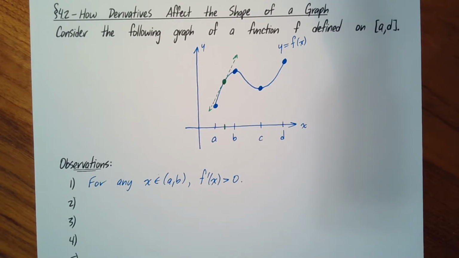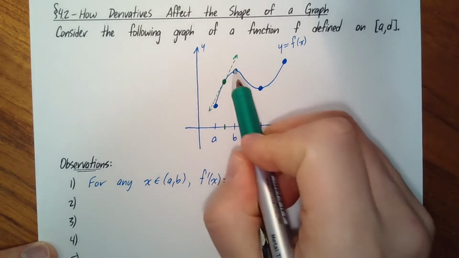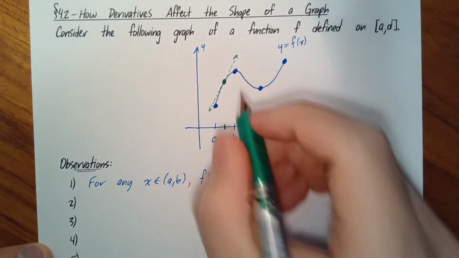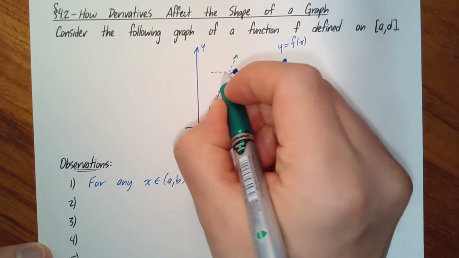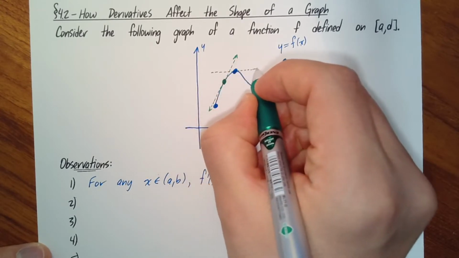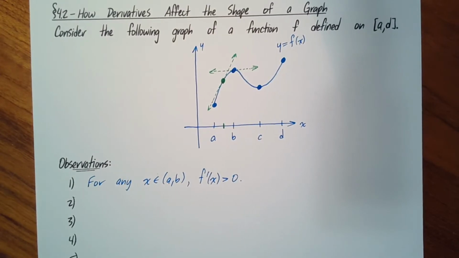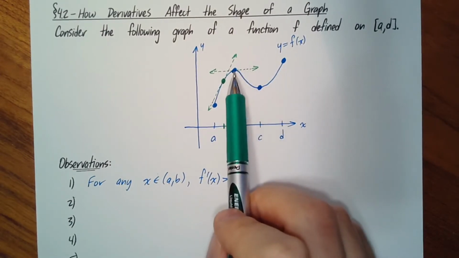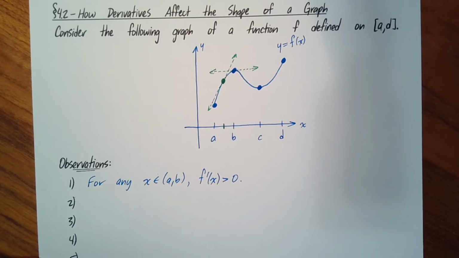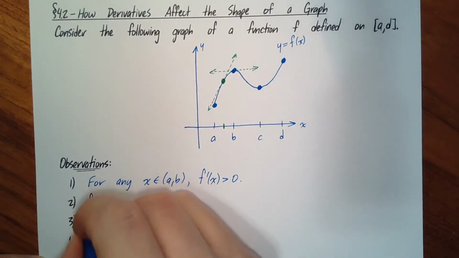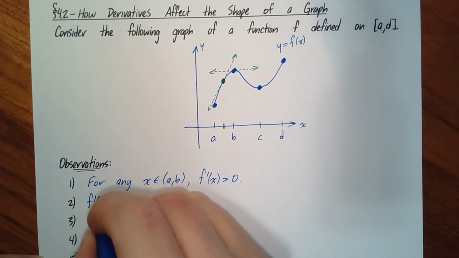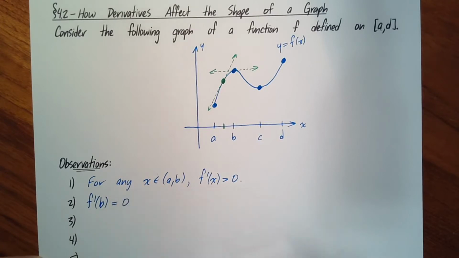Okay, what about at b exactly? What if you actually plug in the point b exactly? If I look at b, then I'm going to go up to this maximum here. And we've kind of already talked about this, but let's just remind ourselves what happens at a local maximum. Well, the slope of the tangent line is going to be 0. The tangent line is going to be completely flat. So that's our second observation. This one's a little quicker to say. f prime of b is actually equal to 0.